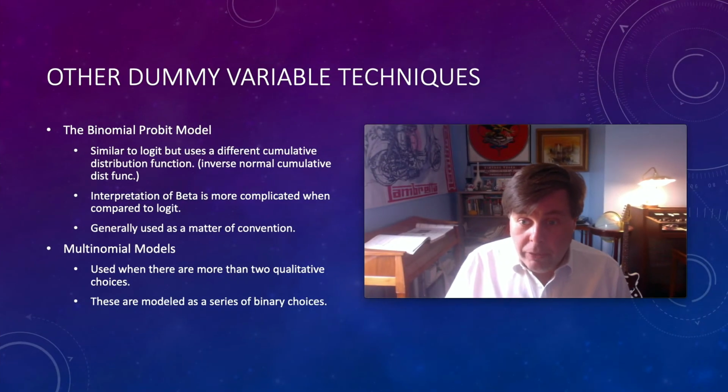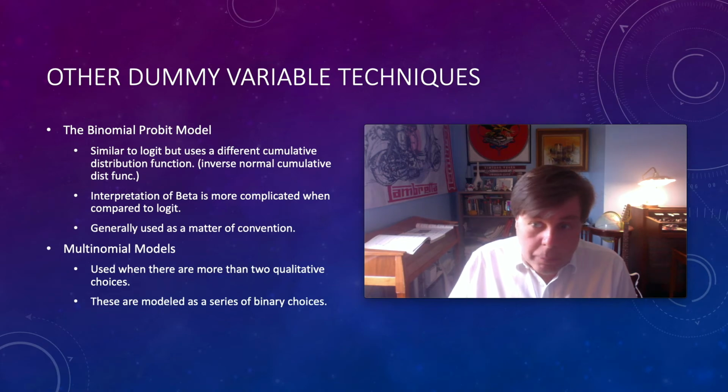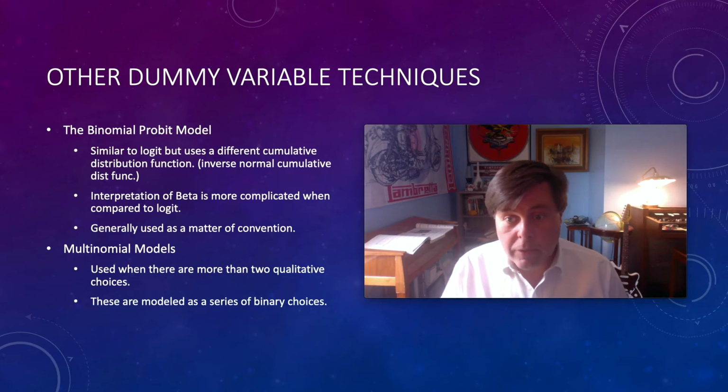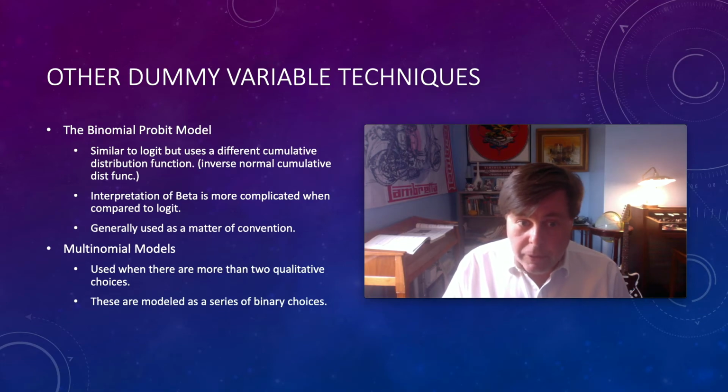In the remainder of this time, I just want to talk briefly about a couple other techniques that we would use to do this sort of analysis. One is a binomial probit model. Probit models are very similar to logit models, but the cumulative distribution function is not the same. The logit model is using the logistic form, whereas the probit model is using an inverse normal cumulative distribution function. So the mathematics of the probit model is a little more complicated, and the interpretation of the betas is quite a bit more complicated when compared to the logit model.